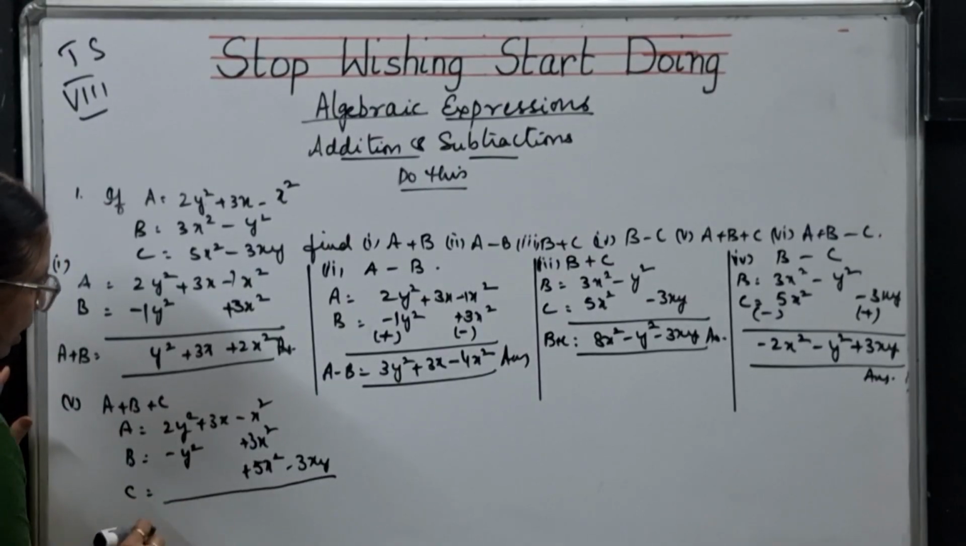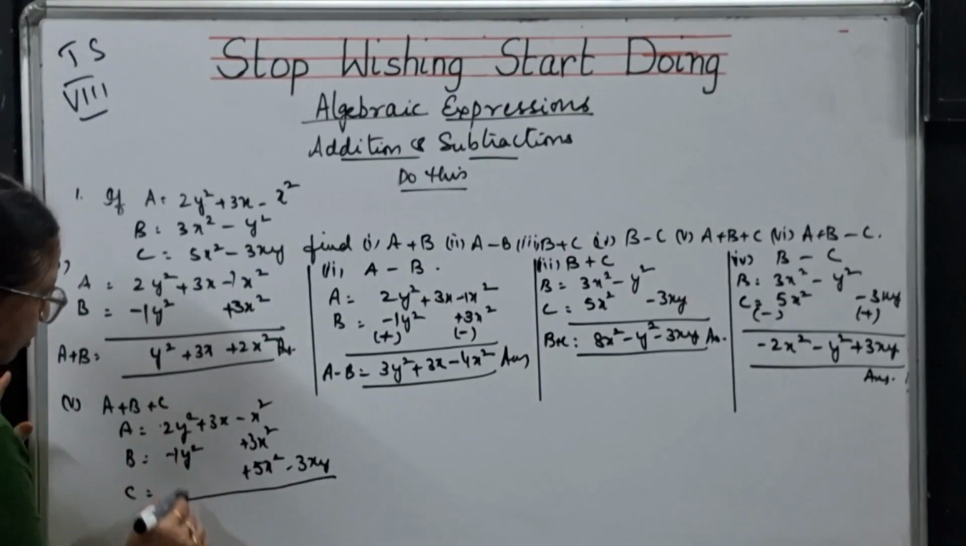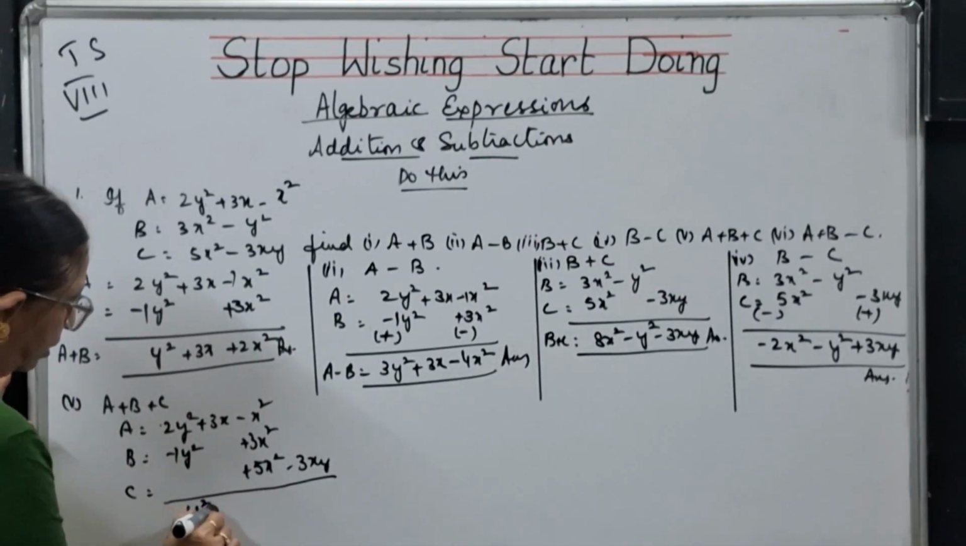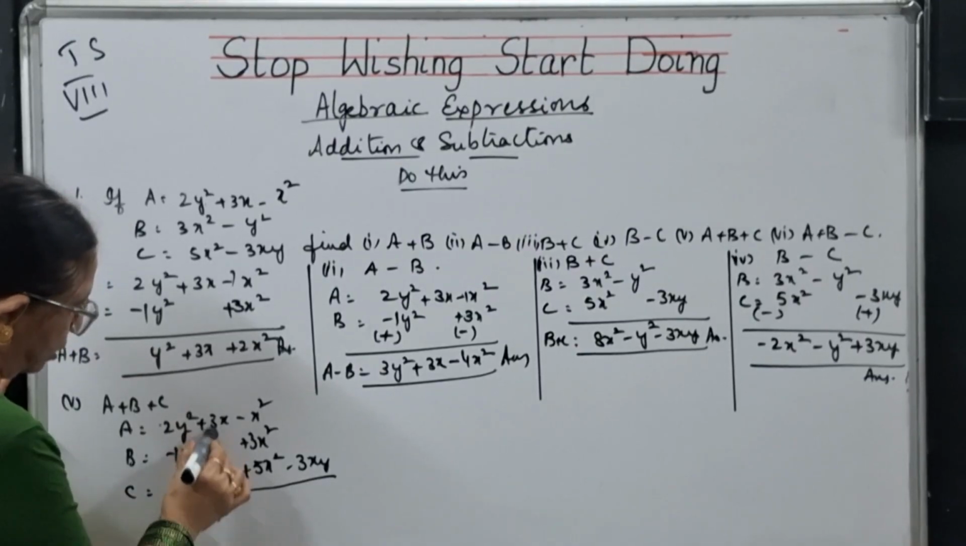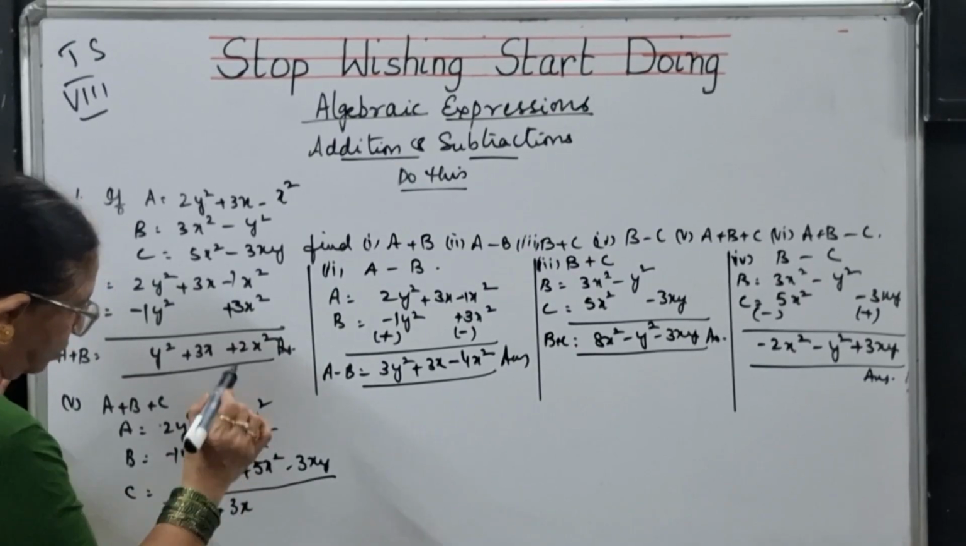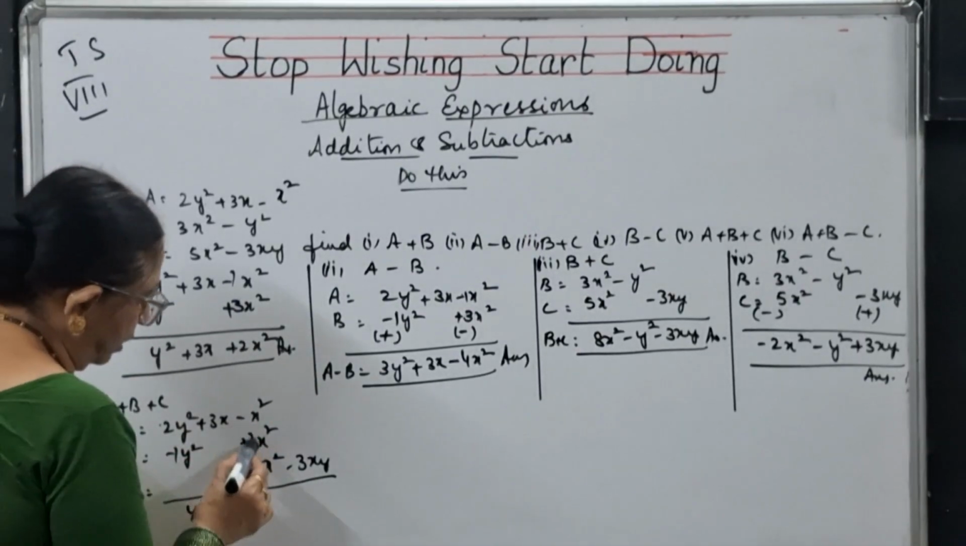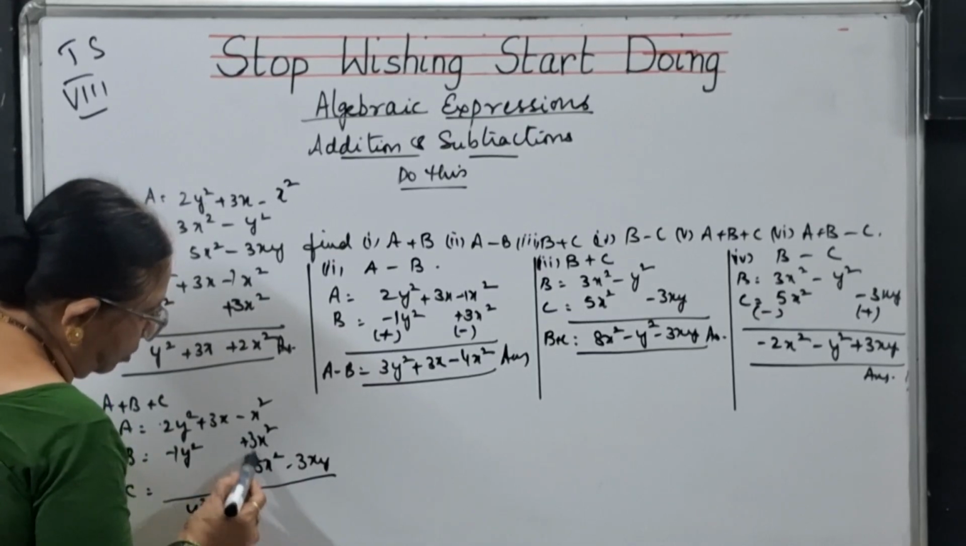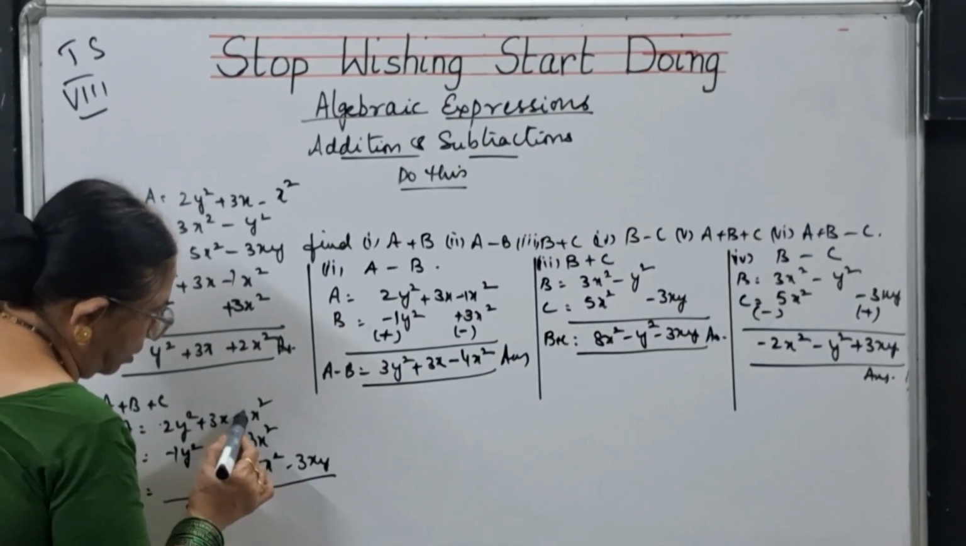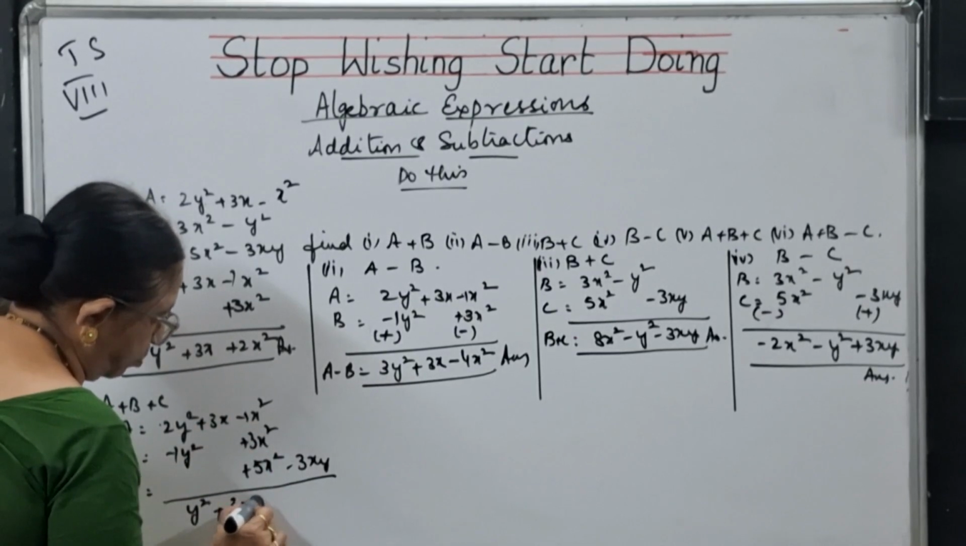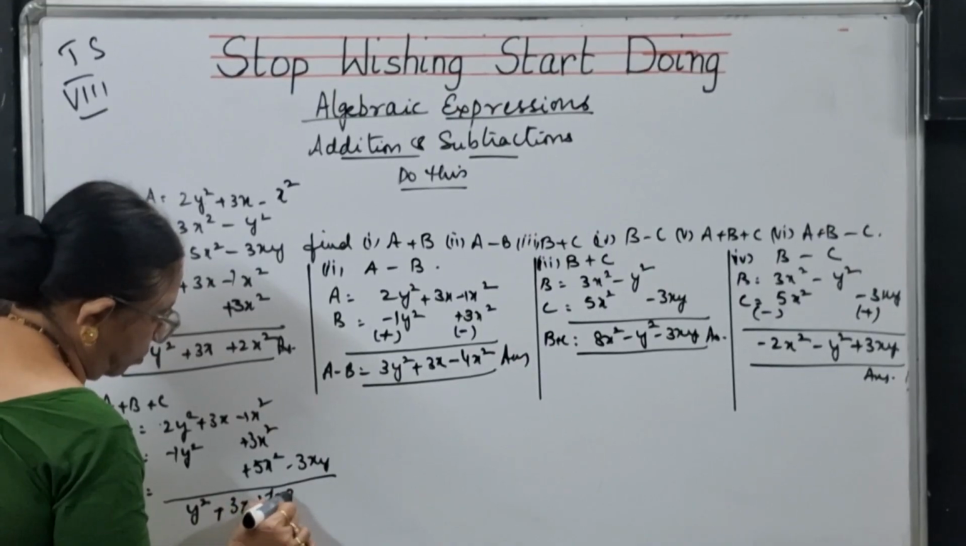Now we have to add here. Here this is 1. 2 minus 1 is 1 y square. Here there is no like term underneath it, so this as it is we will be taking. And here 3 are there. Both of them are having plus, and 5 plus 3 is 8. 8 minus 1 is 7, plus 7x square.